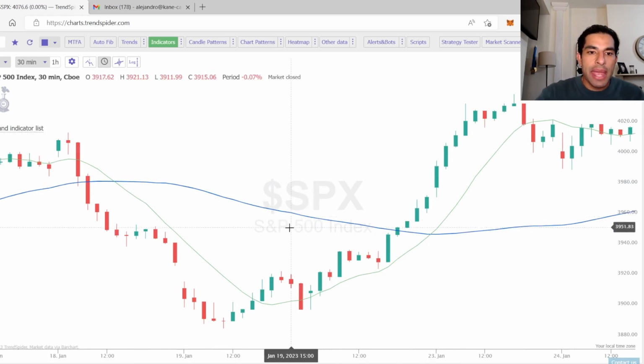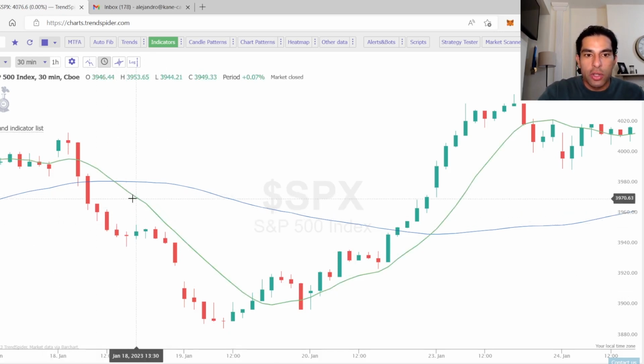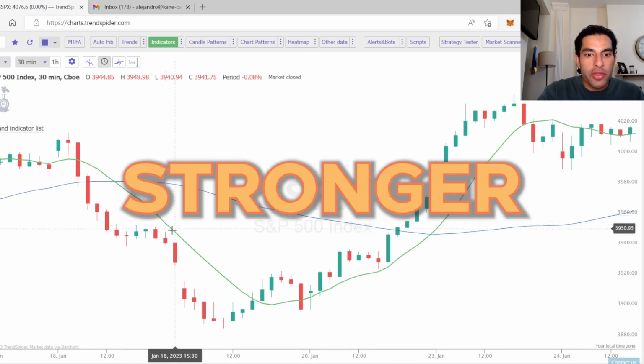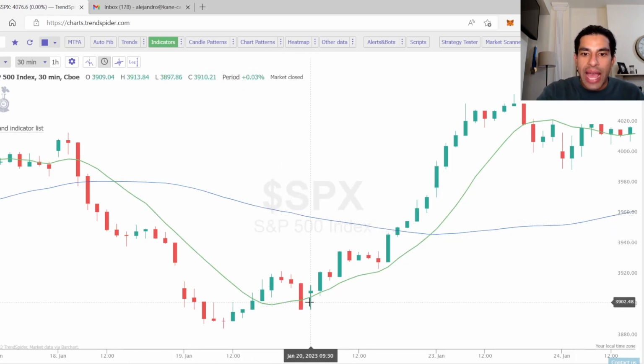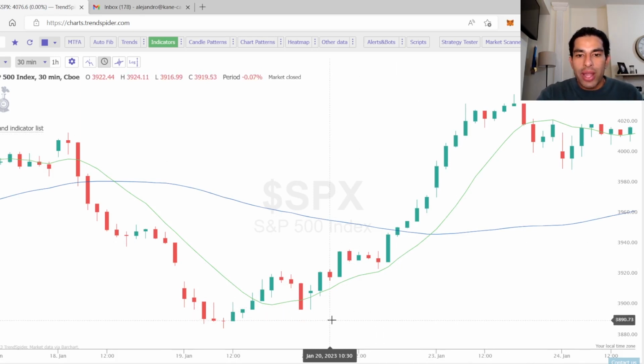So the 10 SMA is a really important tool to use. It's not just there for buy and sell signals, but after you get the buy and sell signal, you want to be watching the slope of the 10 SMA. The steeper it is, the stronger the trend. Once that 10 SMA flattens out, doesn't matter if it's after a sell signal or a buy signal, we know that there's a greater chance for the market to chop around, and it's best to just sit on our hands and wait for the next signal.